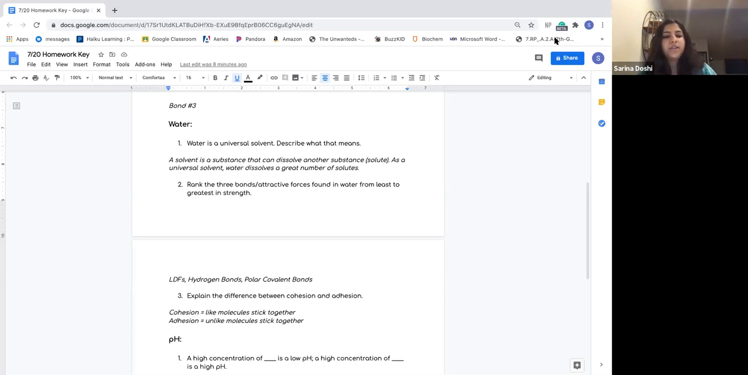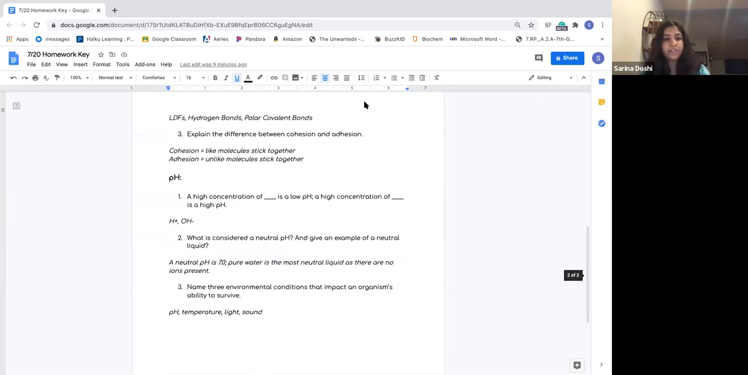Okay, the difference between cohesion and adhesion. Cohesion is where like molecules stick together, so water on water. Adhesion would be unlike molecules stick together. One way you can think about this is adhesive band-aids, how they stick to your skin. That's a band-aid on your skin, which is 2 different substances. Okay.